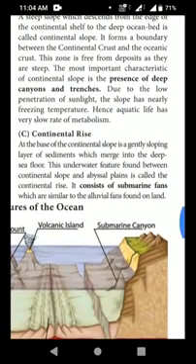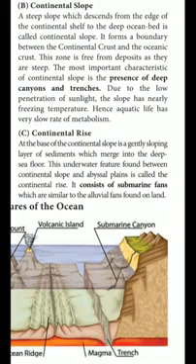Next one is the continental rise. At the base of the continental slope is a gently sloping layer of sediment which merges into the deep sea floor. This underwater feature found between the continental slope and the abyssal plain is called the continental rise. It consists of submarine fans which are similar to the alluvial fans found on land.